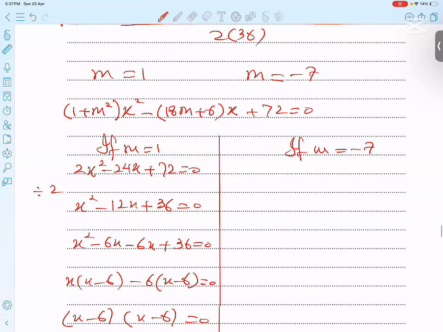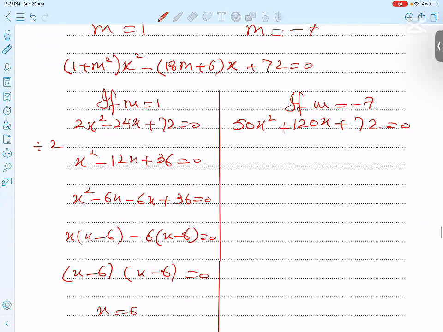Let's talk about the second one. So when I plug in -7 in the whole equation, I get 49 and 50, so I got 50x squared. And when I plug it in here, afterward I'm getting plus 120x, and plus 72 equals 0. If I simplify, maybe it will take time, so I will apply the quadratic formula directly: negative b plus or minus the square root of b squared minus 4ac, over 2a.